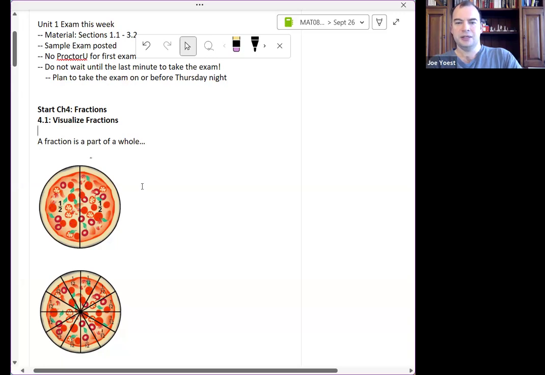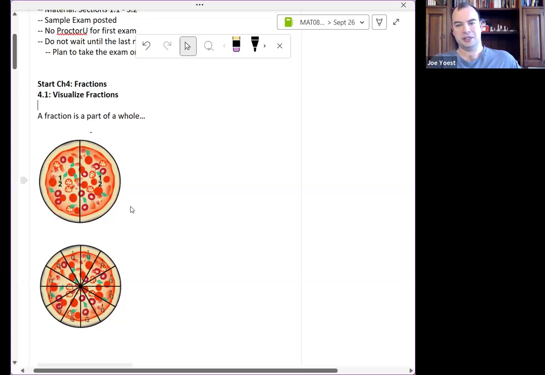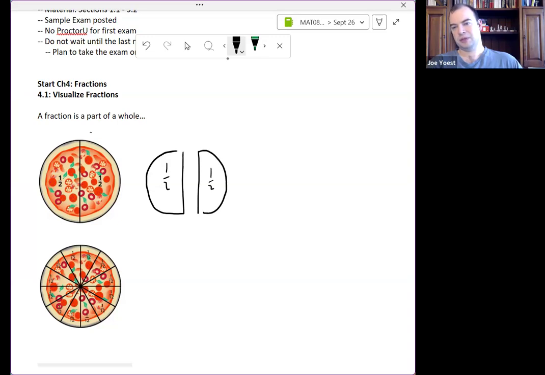Okay. So what is the idea? Well, the idea is that a fraction is simply a part of a whole. So if I look at this example here, I have one whole pizza, and I can cut it down the middle, and I'm certainly not an artist, so I can cut it down the middle, and I have one half of a pizza and another half of a pizza.